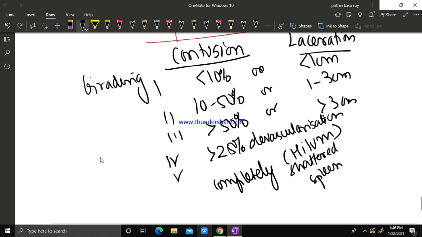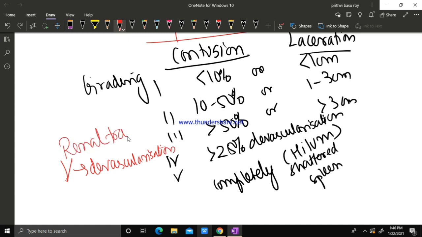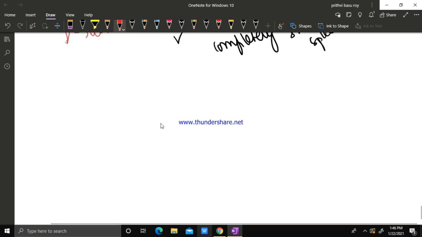You are seeing there are 5 grades. Now the only difference in renal trauma comes where in grade 5 of renal trauma there is devascularization. I'm just comparing and contrasting for your understanding. So in renal trauma, grade 5 is devascularization. Otherwise it's all fine. Now remember.